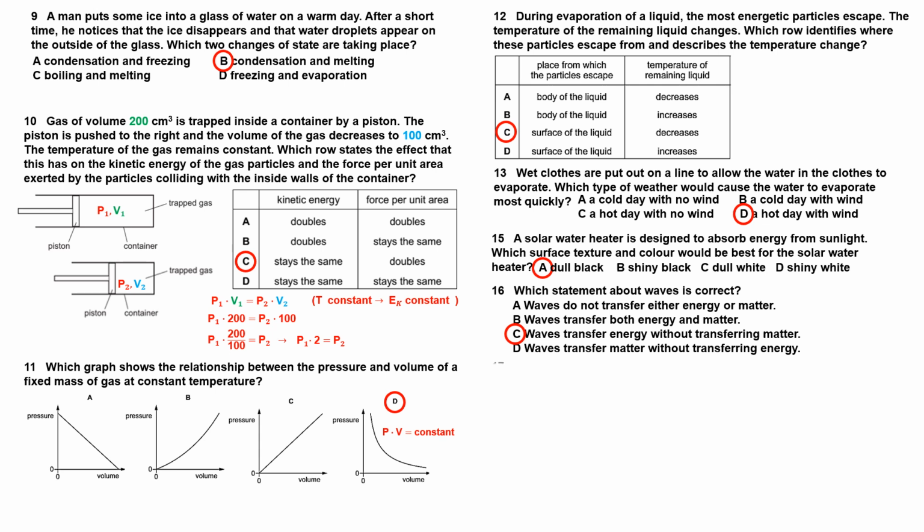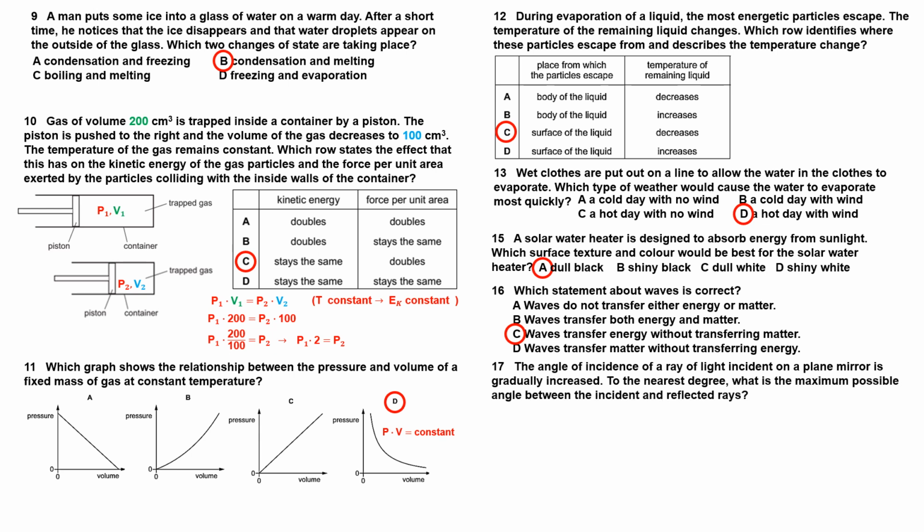Question 17. The angle of incidence of a ray of light incident on a plane mirror is gradually increased. To the nearest degree, what is the maximum possible angle between the incident and the reflected rays? The angle of incidence is equal to the angle of reflection. The angle of incidence can reach a maximum of 90 degrees. Consequently, the angle of reflection is also 90 degrees. Therefore, the angle between the incident ray and the reflected ray can be as much as 180 degrees.